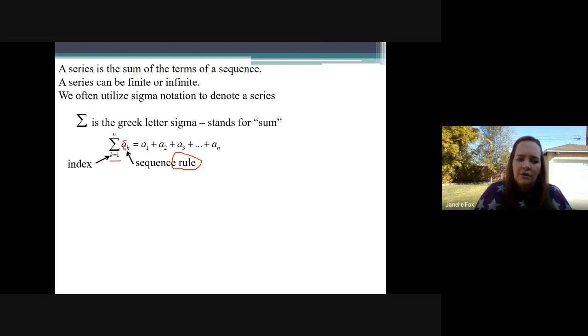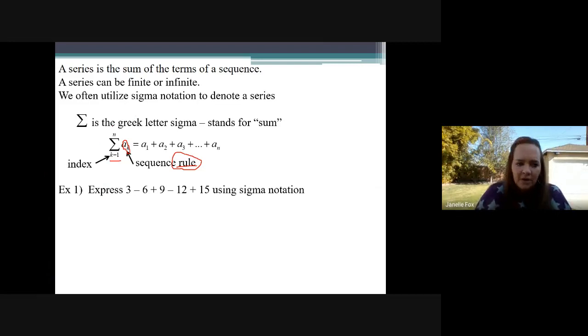And so when you're having to make some of these yourself, we're not even going to be freaked out about it. You're just trying to figure out a rule to put there. So don't stress about it. Just think about what would be the rule to get each one of the terms for the sequence. That's what goes in that spot, okay?